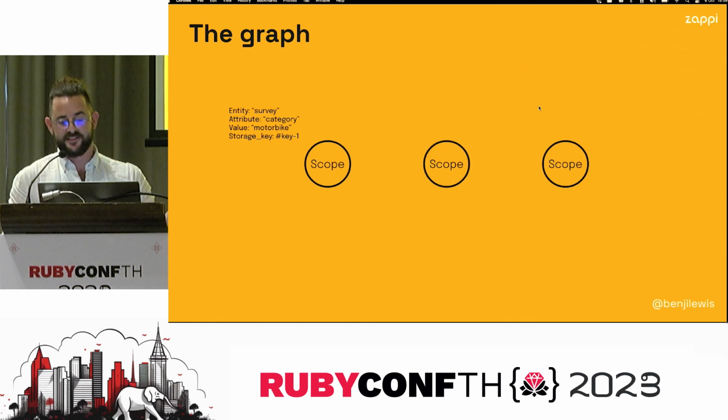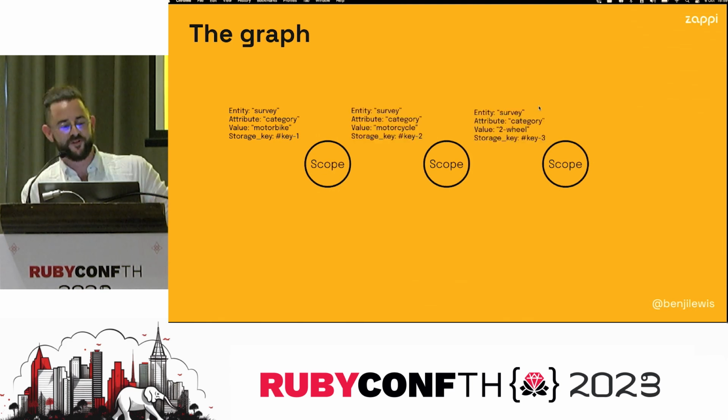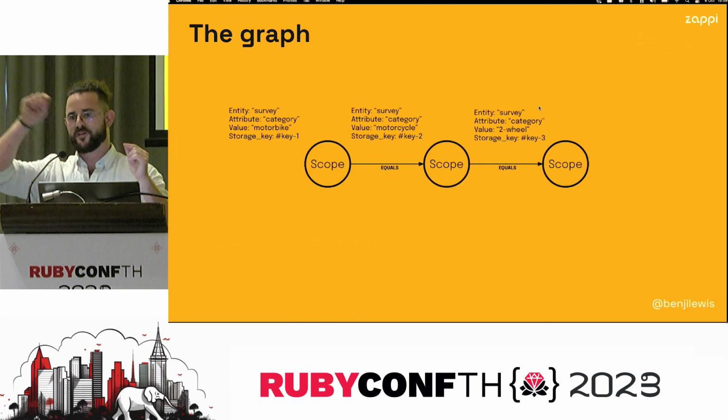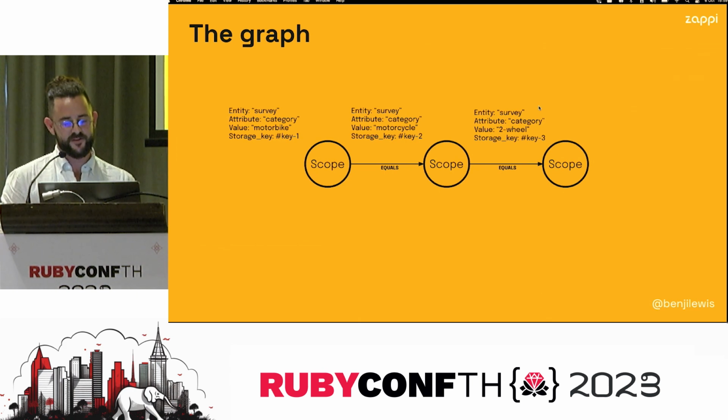We're going to harmonize these things. We also have more data for the other scopes. We've got motorcycle and two-wheel. We'll put an equals edge between them to indicate that they're now harmonized. And now when I fetch the data for motorbike on the left-hand side, I now know that I need to fetch the data of motorcycle and also for two-wheel, even if there isn't a direct link between motorbike and two-wheel. So that's that multi-hop traversal. And once again, just to reiterate, those storage keys point to the bitmap that represents that data.